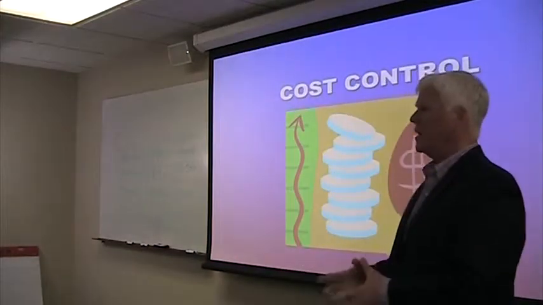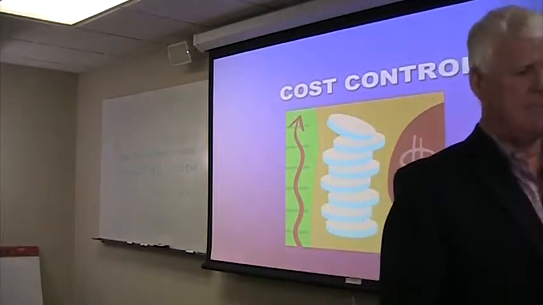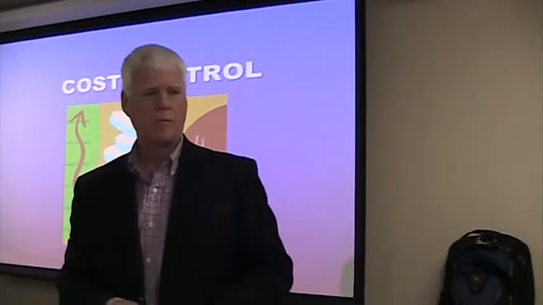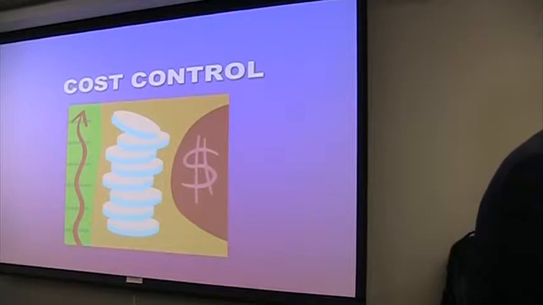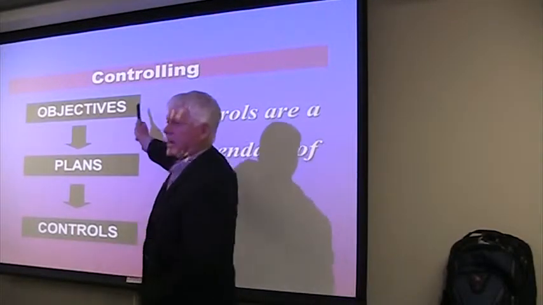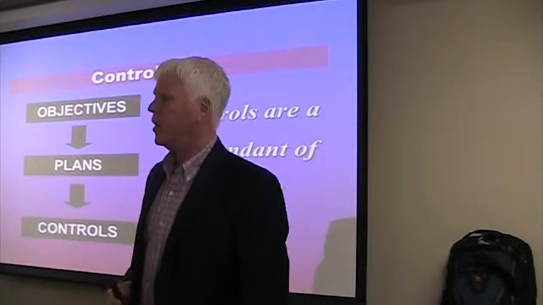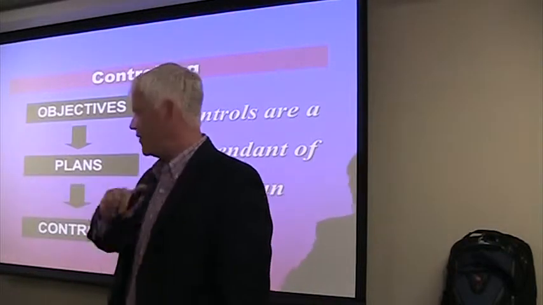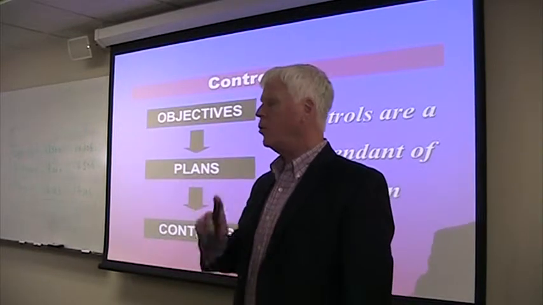So what I want to tell you is that controls are a descent of the plan. We start out with the objective. And what do we want to do in most cases? We have 2 objectives in this business. What are they? Financial and service. Right. So we have to determine, what's our objective? Are we providing a service or do we want to make money?